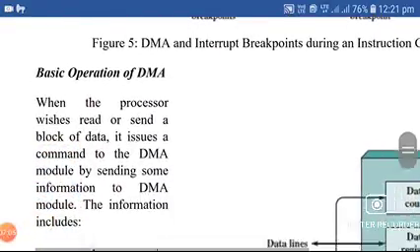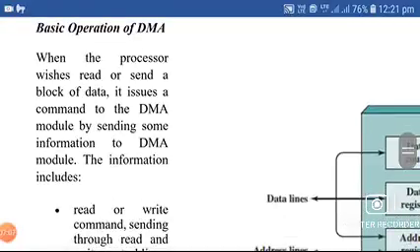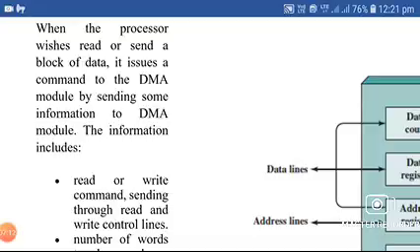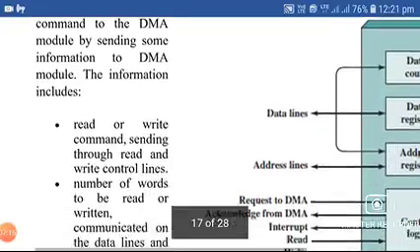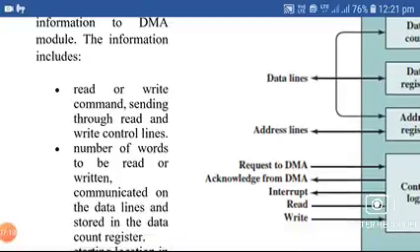Next is the operation of a DMA. When the processor wishes to read or send a block of data, it sends a command to the DMA module by sending some information to the DMA module. The information includes a read or write command, sent through the read and write control lines.